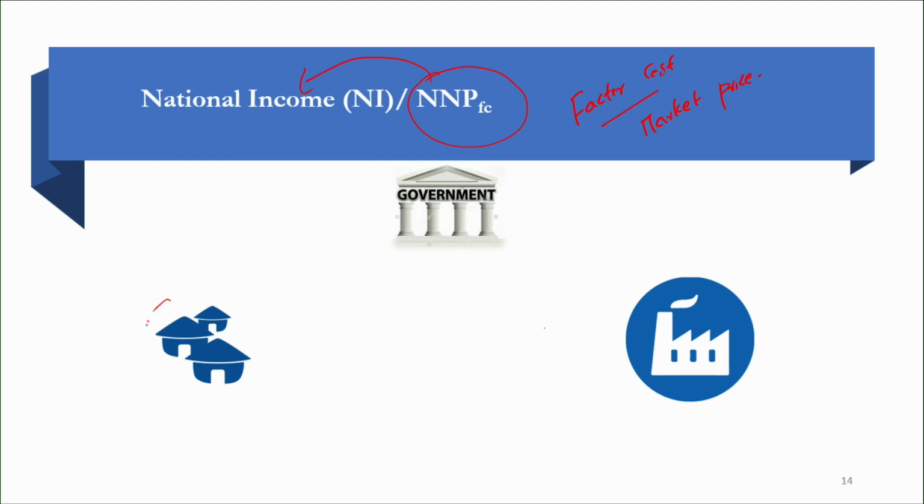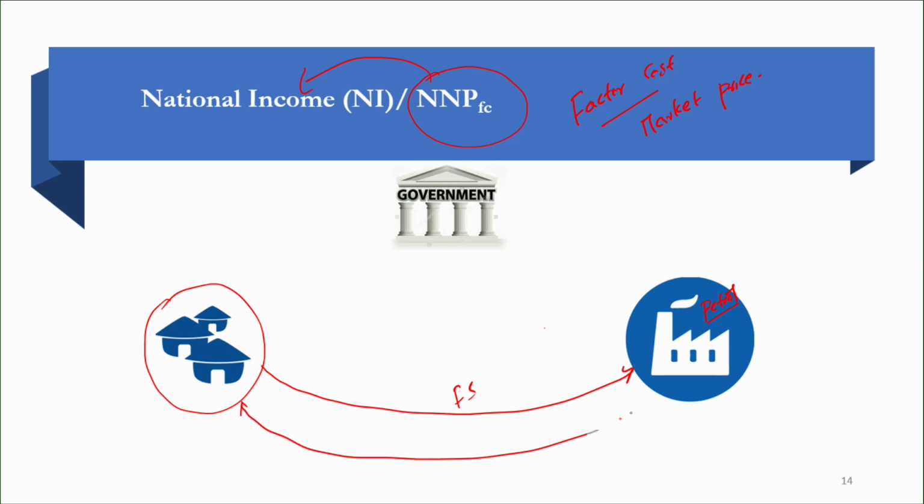Let's say in this example here are some factors of production, the ones who own the means of production, that is land, labor, capital and all these things. And here is a factory, let's say a petrol producing company. Let's say this petrol producing company has employed the services of the factors of production and in return made a payment to them. The payments are made in the form of rent, wages, interest and profits.